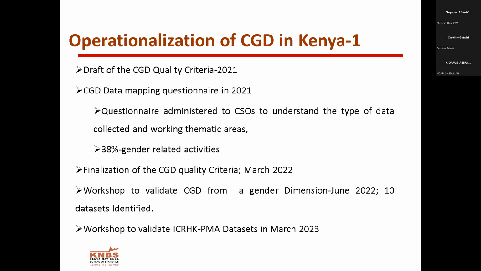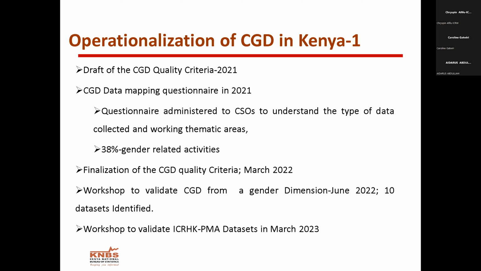And then after that, we came together with the CSOs and finalized the criteria in March 2022 and annexed it in our quality assurance framework. And then immediately after that, we launched it in May 2022. And then in June 2022 of the same year, we had a workshop with the 10 CSOs who had 10 data sets.